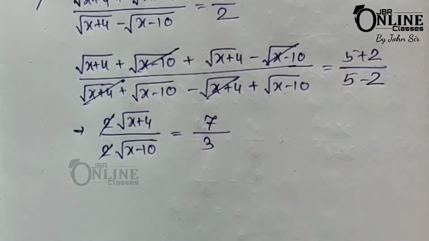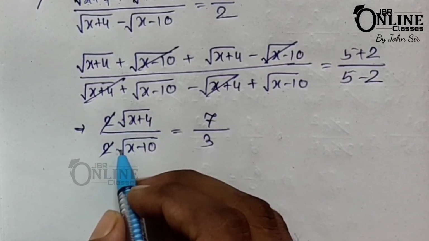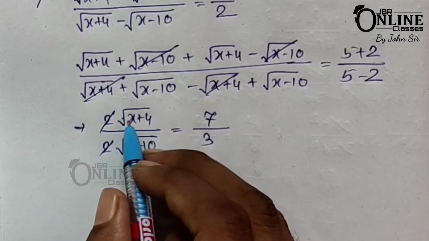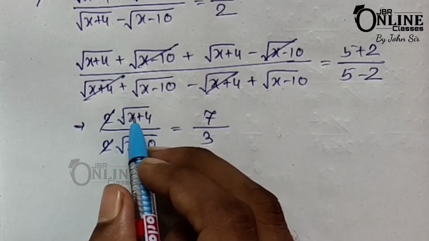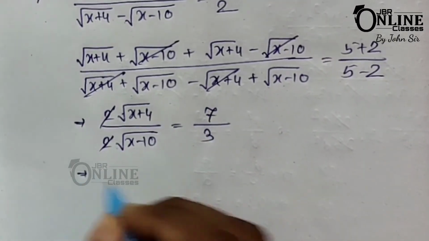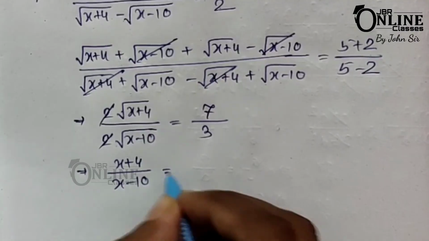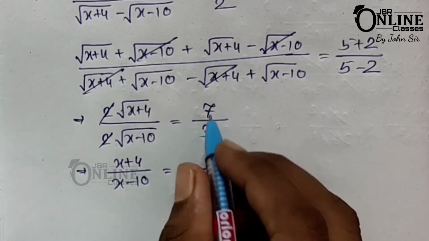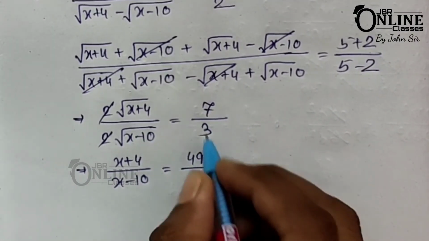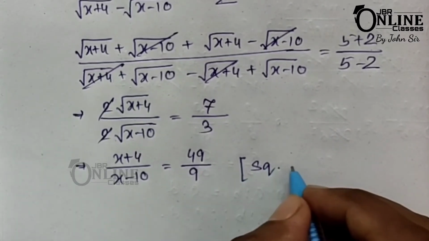Now the 2 cancels out. Okay, now the next thing is you have to remove this square root. To remove the square root, you just square both sides. So apply squaring on both sides, so it will be x plus 4 over x minus 10, and also on the right hand side, 7 square means 49, and 3 square means 9. Okay, so squaring both sides.